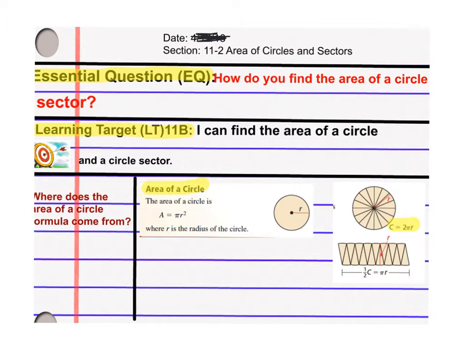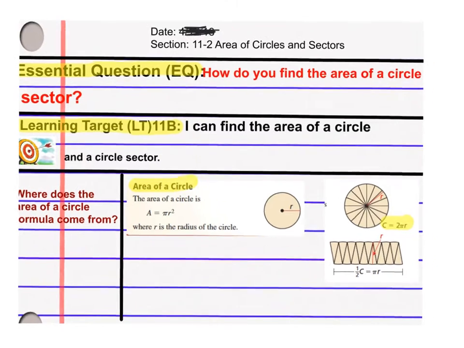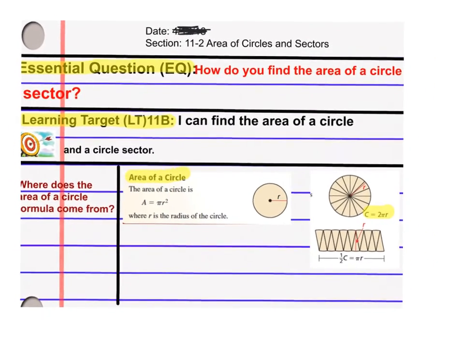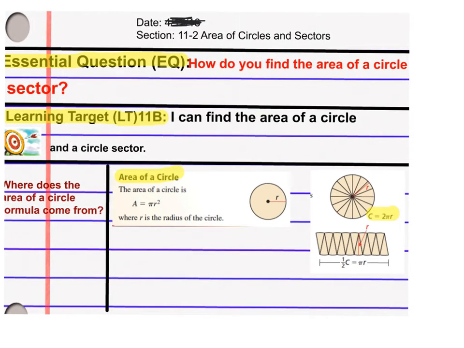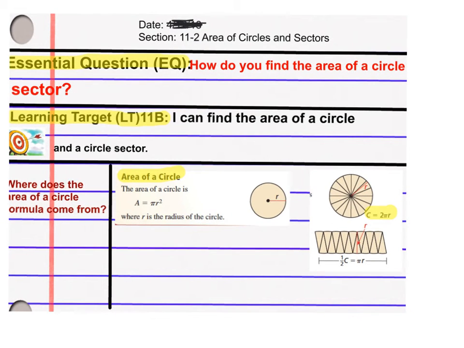Anyway, we're on section 8-2, area of circles and circle sectors. So our essential question, how do you find the area of a circle and a circle sector? Our learning target, I can find the area of a circle and a circle sector. So where does the area formula of a circle come from? You may have heard, so make sure you're getting your formula down here.